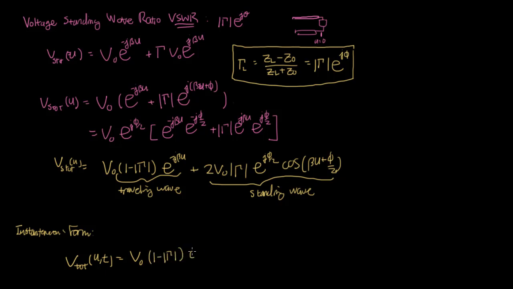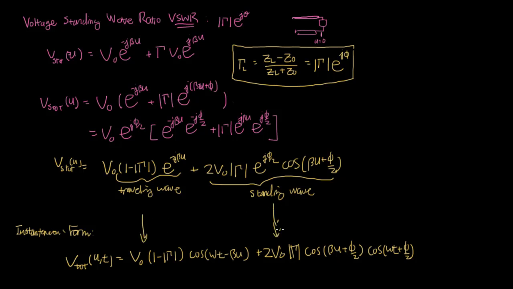So you're going to have the traveling wave component, cosine of omega t minus beta u. So this is something that looks somewhat familiar. And then separately, you're going to have 2 v naught of gamma, times cosine of beta u plus phi over 2, and cosine of omega t plus phi over 2. And this part is a standing wave.